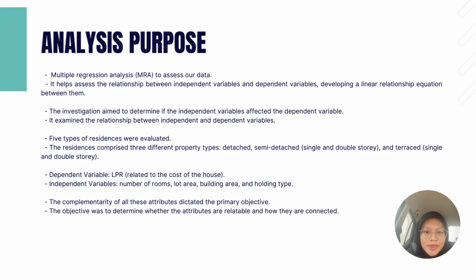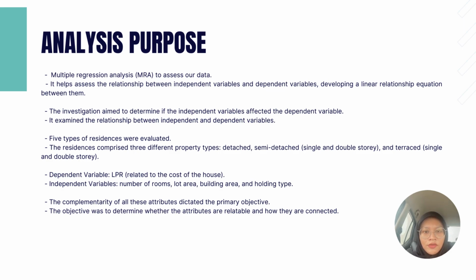For the next part is the analysis purpose. So in order to conduct this assignment, our group used multiple regression analysis (MRA), a statistical method to assess our data. Multiple regression analysis is the most compatible technique to determine the relationship between variables that have effect and cause. So MRA helps us in assessing the relationship between independent variables and the dependent variable. One dependent and many independent variables comprise a multilinear regression model. Also, MRA develops a linear relationship equation with two variables. This investigation aims to determine if the independent variables affected the dependent variable, so it also looks at how the independent and dependent variables are related.